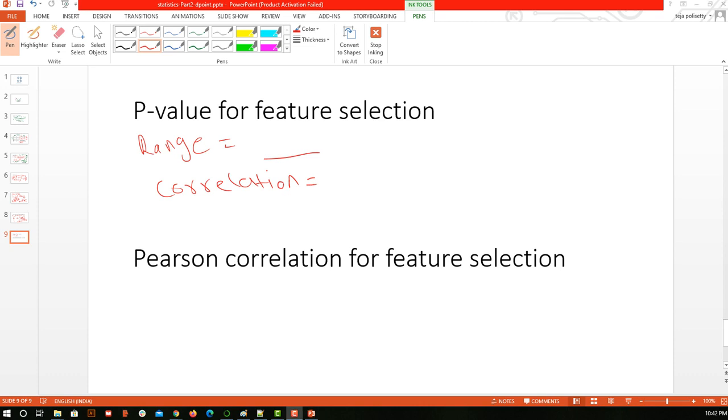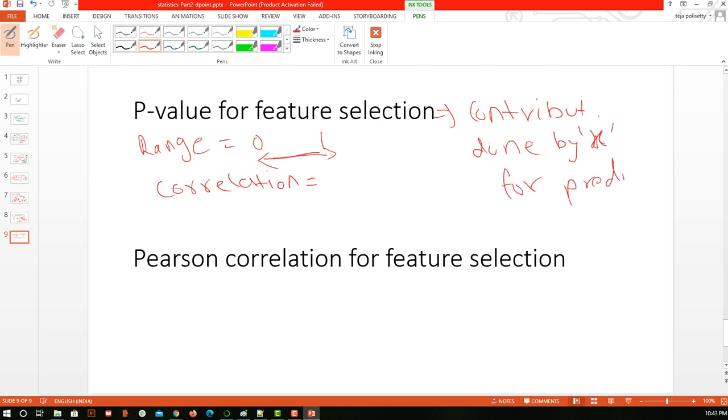So what is p-value? The p-value is inversely proportional to how much a column contributes to the prediction. Let me write here, its range is 0 to 1. That's it, no negative values. Now what is p-value? It is like the contribution done by x, where x is any feature column for prediction. No, it is not the contribution, it is 1 by contribution, that is inversely proportional.